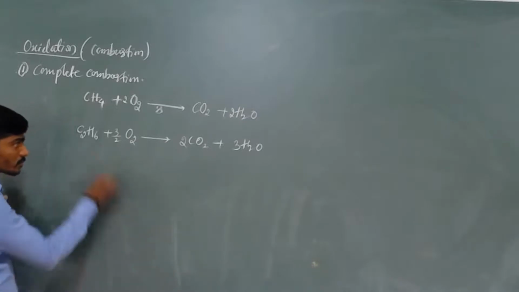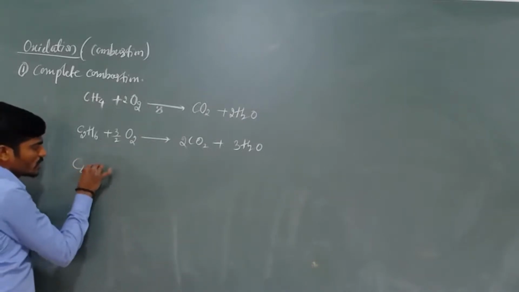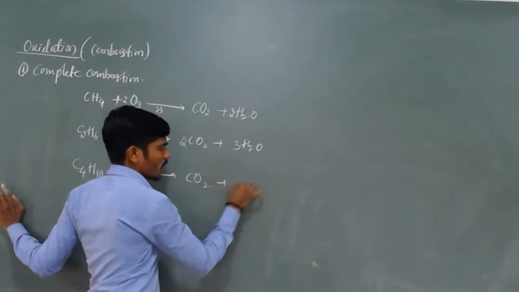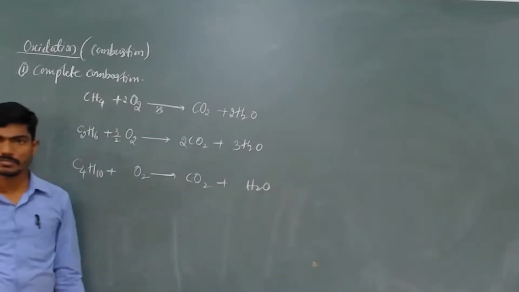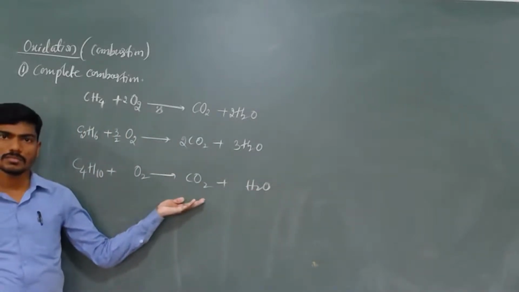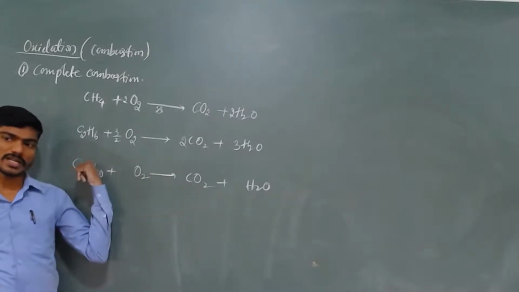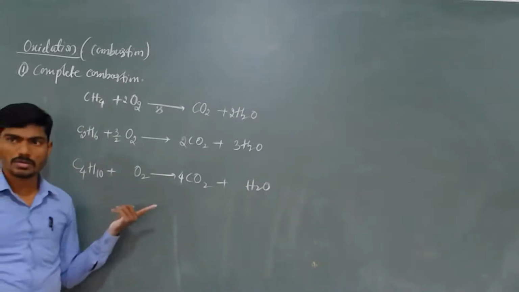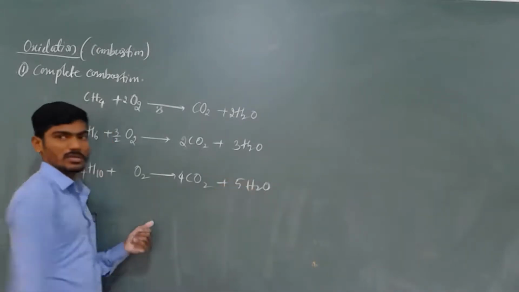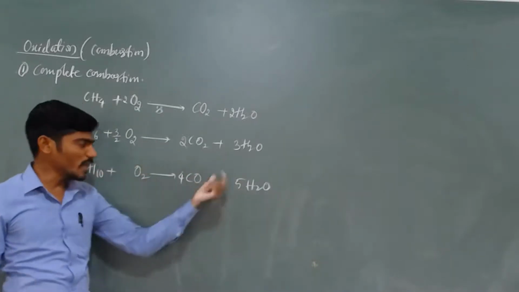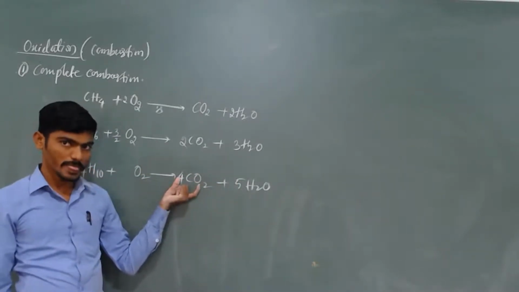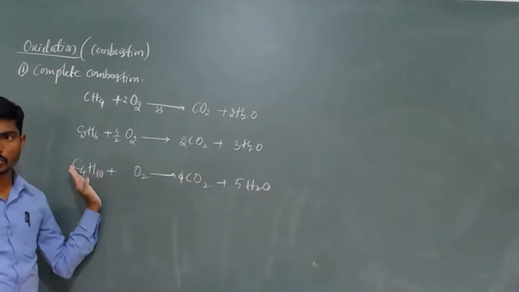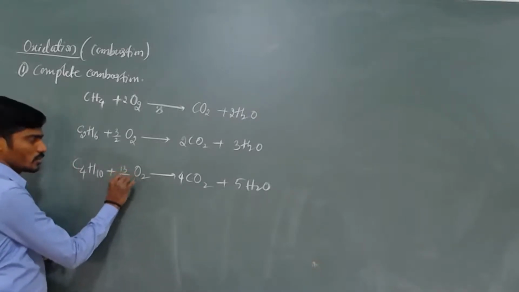Right. Next example, let us say butane, C4H10, undergoing combustion to give carbon dioxide plus water. How many carbon dioxide? 4, because the reactant has 4 carbons. Water: 5 water molecules, because there are 10 hydrogens. Now balance oxygen. 2 times 4 is 8, 8 plus 5 is 13. So 13 by 2.